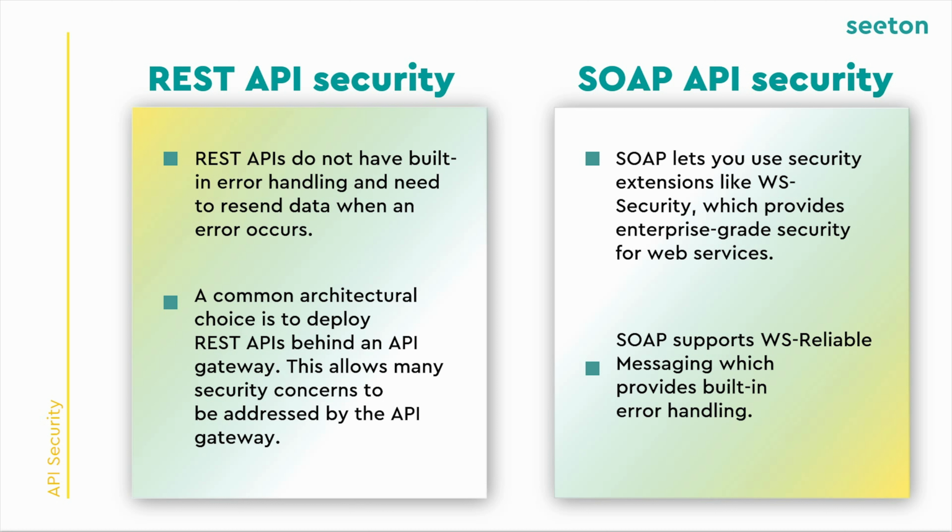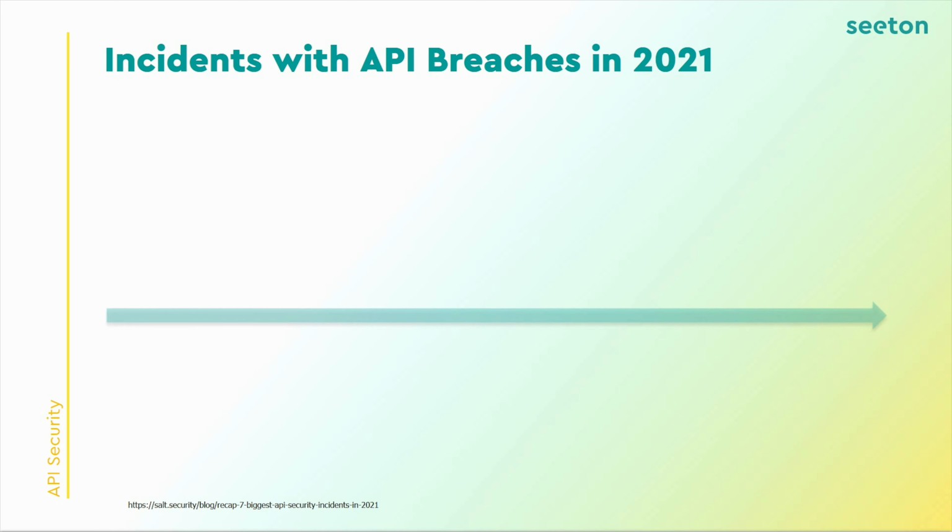REST API does not have any built-in security features or built-in error handling. It requires data to be resent when an error occurs. And this is why security depends only on the experience of the developer and the correctly built structure of the API. During 2021, there were 7 high-profile API breaches that exposed more than 500 million users and 70 terabytes of data.